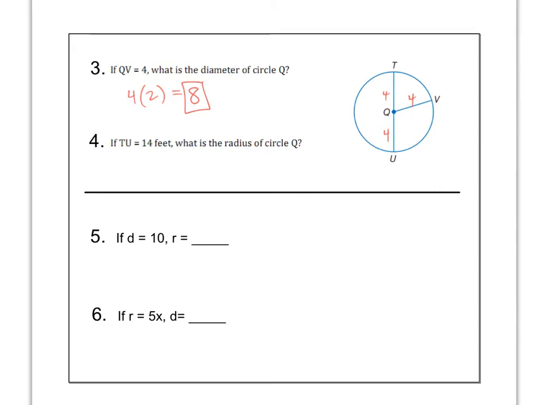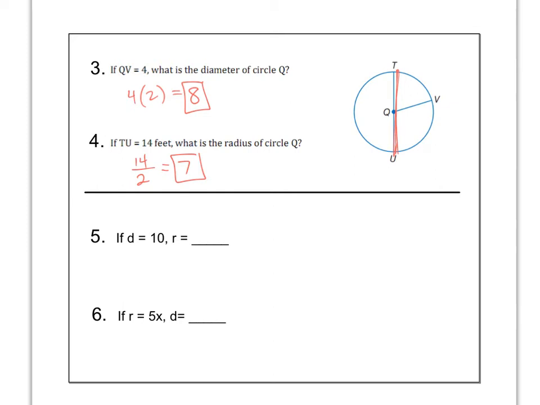Okay, let's erase those numbers. We got to have some new numbers for this next problem. So erase those off of there. Number 4, if TU is 14, what's the radius? Well, TU goes all the way across, so what would we have to do to that to get a radius? This time we'd have to divide by 2. So the radius will be half as big as the diameter.